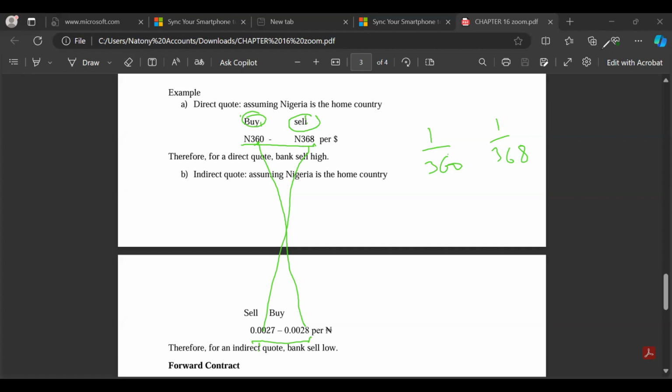So finally, for a direct quote, you will need to convert. When you are converting for a direct quote, you multiply. For an indirect quote, you divide. For a direct quote, you multiply. For an indirect quote, you divide.